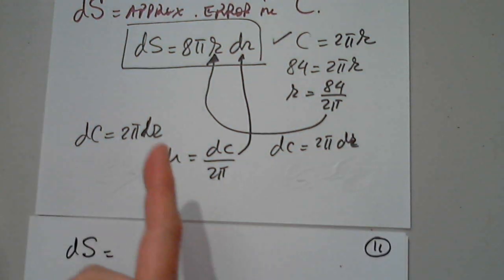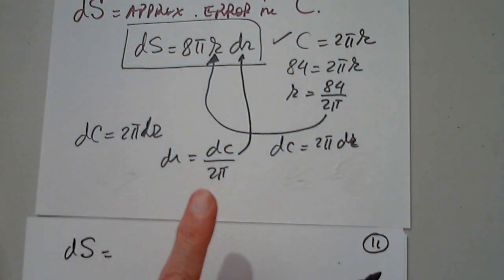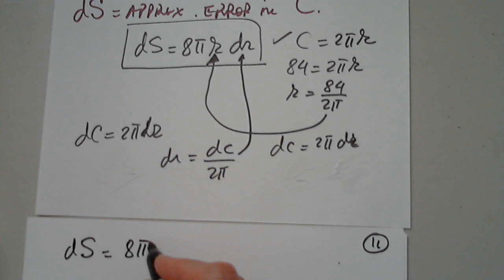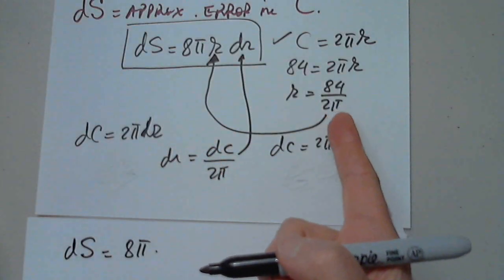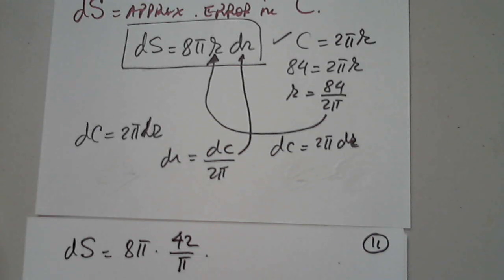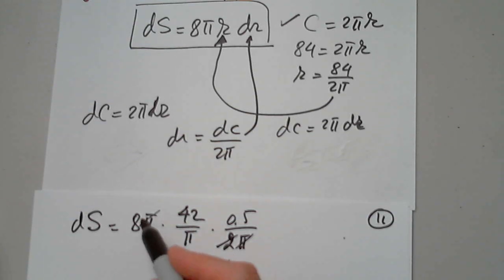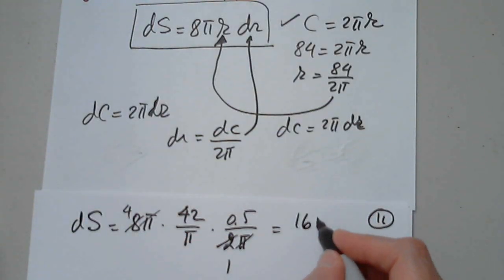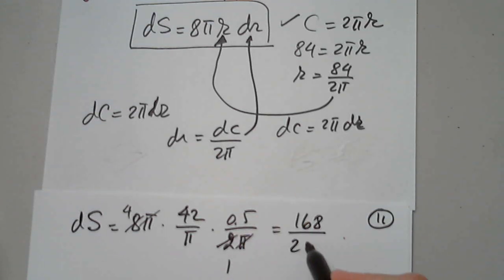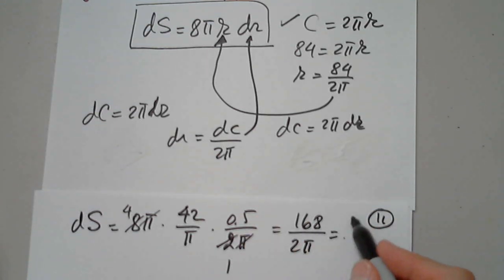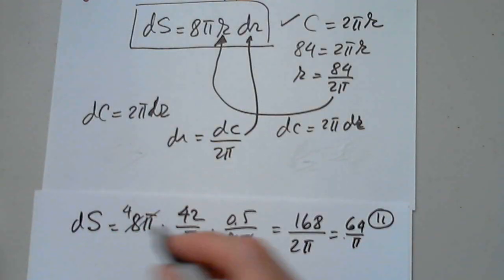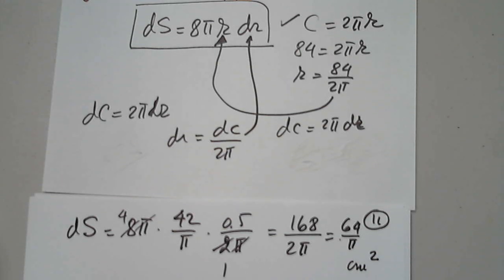So ds, the approximate error in the surface area created by that error in the circumference. So we have 8 pi. R was 84 over 2, or 42 over pi. And dr is dc, which is 0.5, divided by 2 pi. So I simplify as much as I can. A pi with a pi, a 2 with an 8. And I have 4 times 42, 168. This is 1/2. So this is 2 pi. And I have 64 over pi. And this has to be in centimeters squared because it's the surface area.